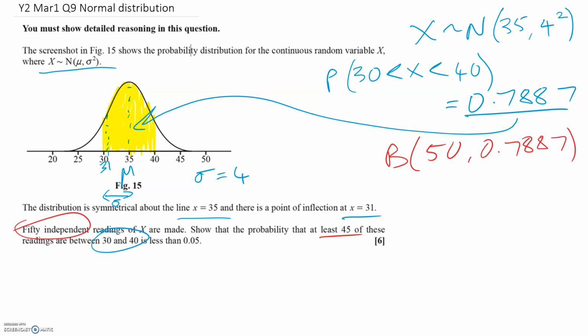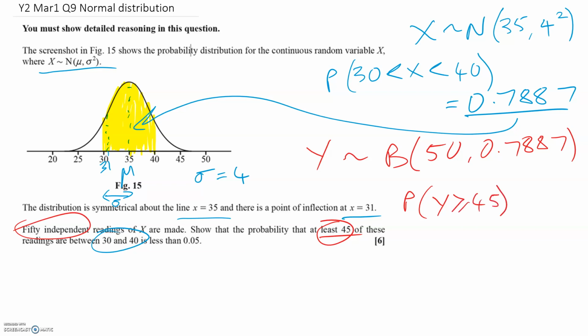0.7887. And now we normally would write this with x, but we shouldn't really write x again since we used x for the normal distribution. So let's call this y this time. And we want to find the probability at least 45 of these readings are between 30 and 40. So we want to find the probability of our binomial distribution of getting 45 or more.